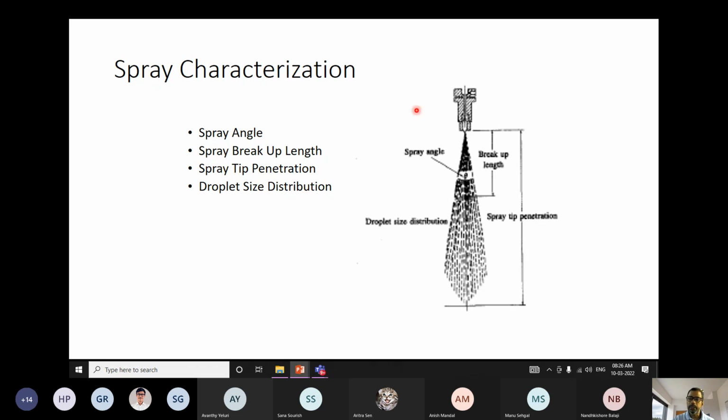Once we want to go even closer to realistic conditions, what people do is inject the fuel into a constant volume combustion chamber. What does it mean? The constant volume combustion chamber, in a very simple way, you can assume is just an enclosed surface.